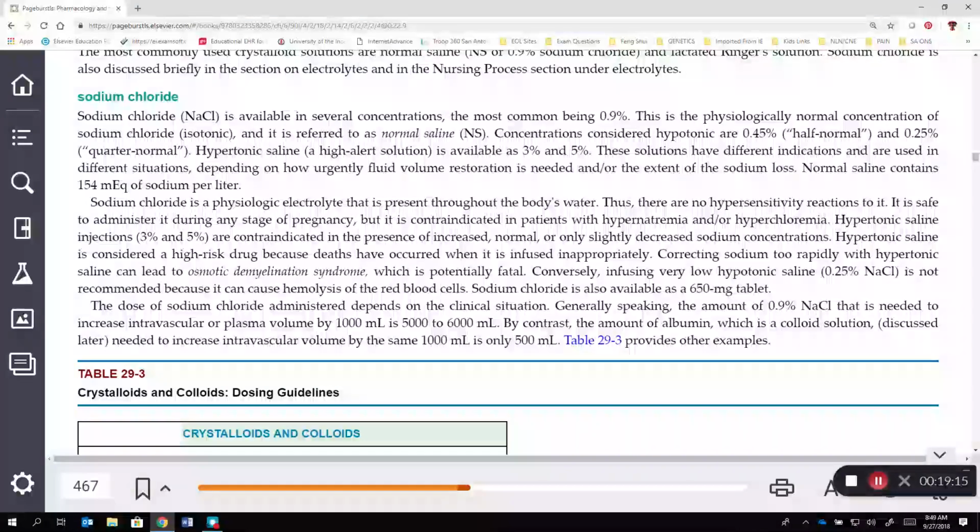So flipping from hypo, let's talk about hypertonic saline. This is a high alert solution. It should always be double checked with someone else that you are actually supposed to give hypertonic solution. So our normal is 0.9%. Hyper is more. And so 3% and 5% are higher. That's more, it's a greater number than 0.9%. So our hypertonic saline is 3% or 5%. That's how they come.